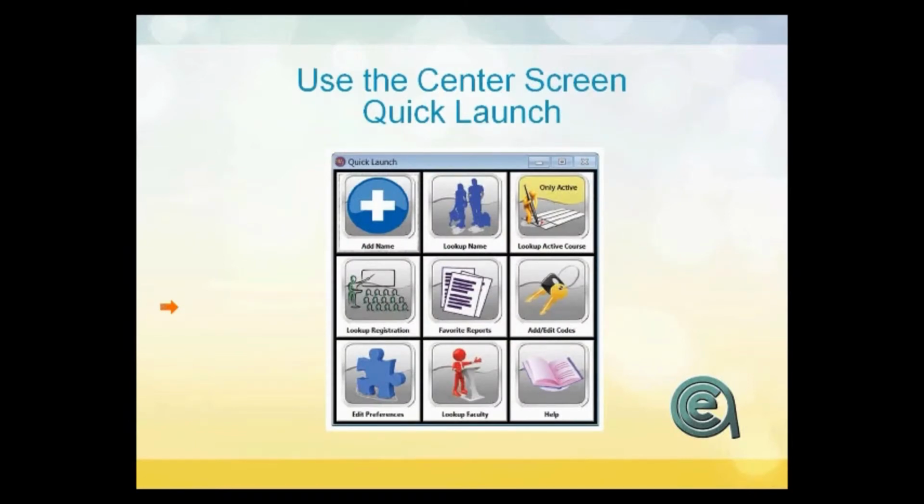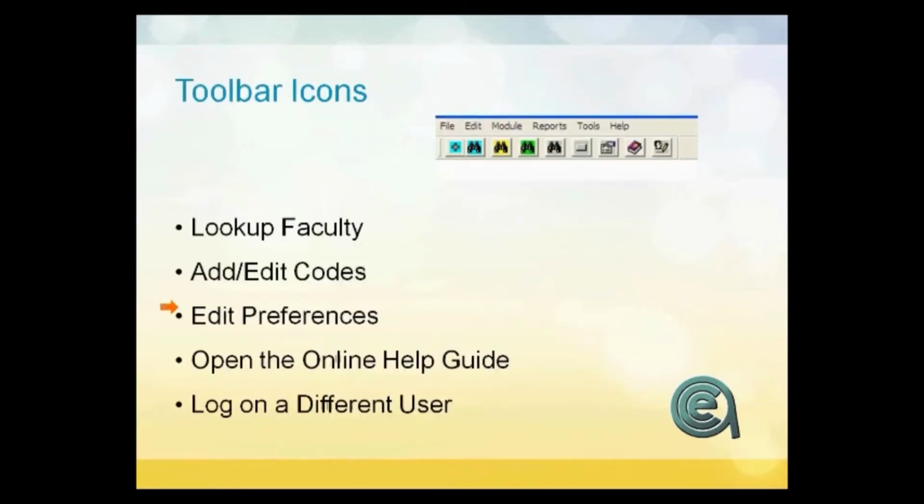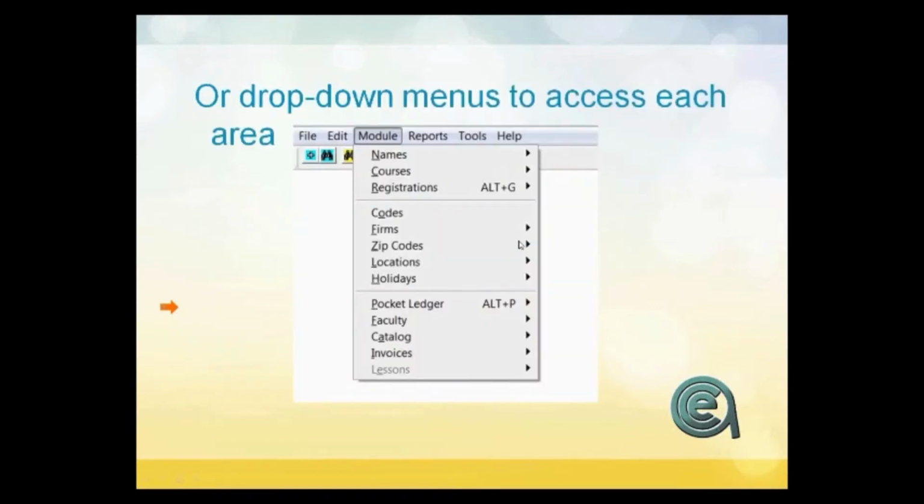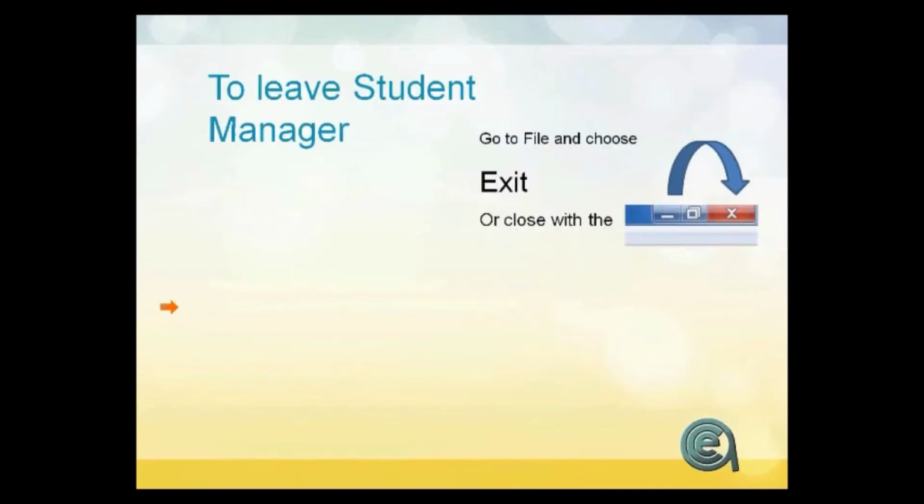There are multiple ways to get going. The new quick launch system, which debuted last year, gets you started. The toolbar icon on the top left of the Student Manager screen: look up faculty is the gray binoculars, add edit codes is the button, edit preferences is the hand in the folder, then the help guide, and log on to a different user. The colors of the lookup match the colors of the screen: blue names, yellow course, and green registration. You could also use the drop-down menu from the module menu to access each of the areas.